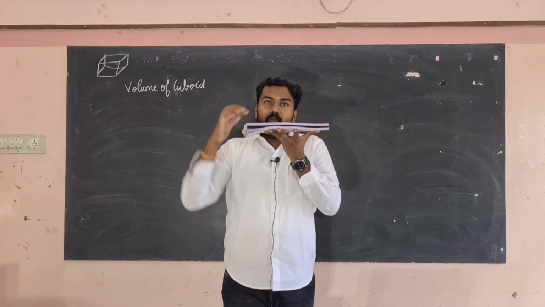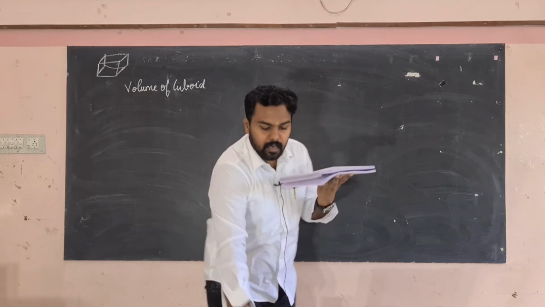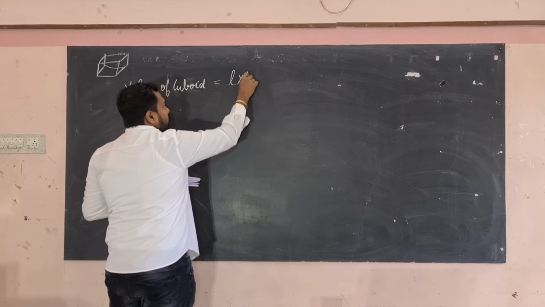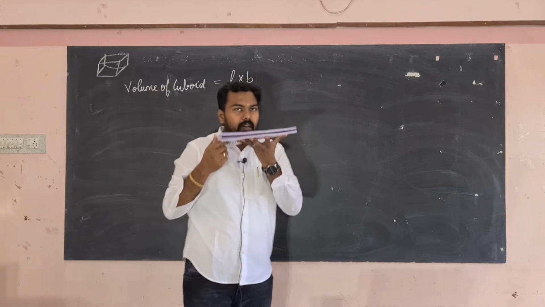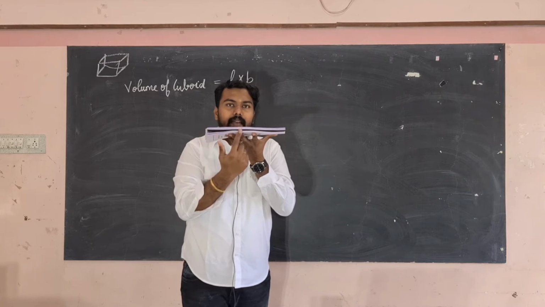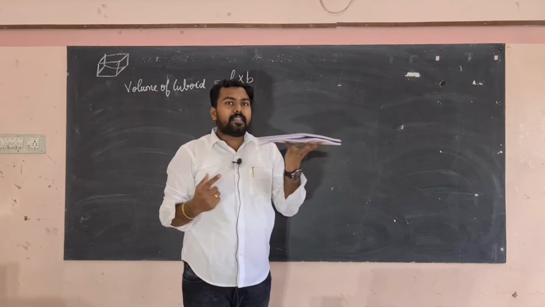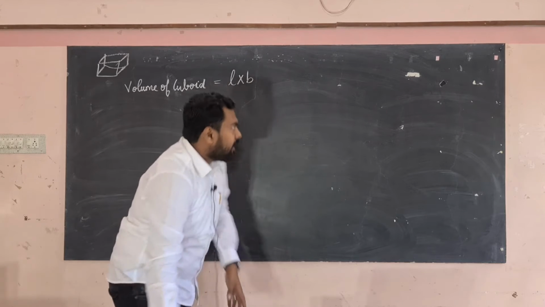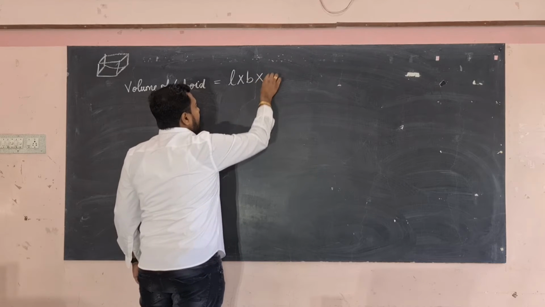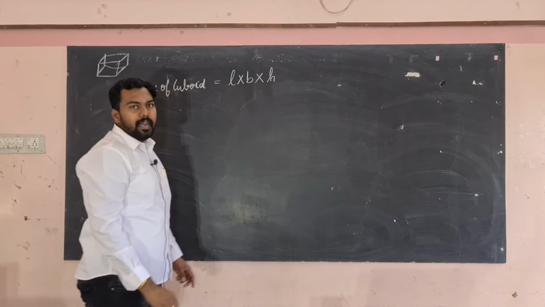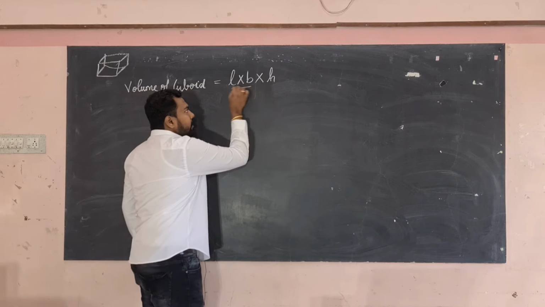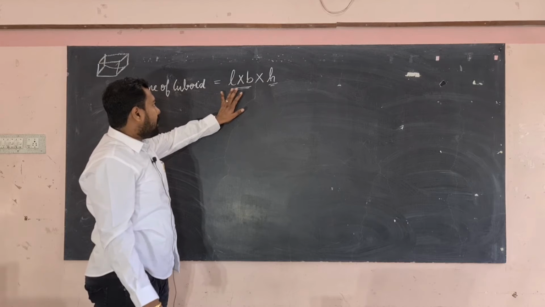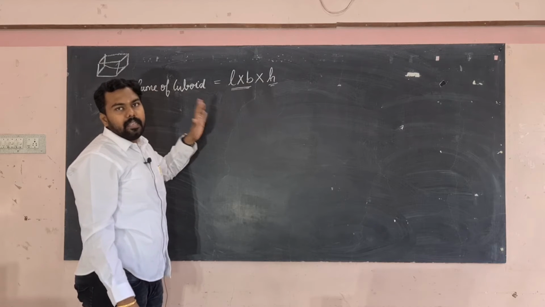So what is each paper's area? Each paper's area is L into B. Correct? Each paper is L into B. So totally how many papers have I added? H. And the resultant shape is a cuboid. See, this is a cuboid. So that volume is length into breadth into height. This is the individual area, and this is the total number of height. So we have arrived at the formula LBH.